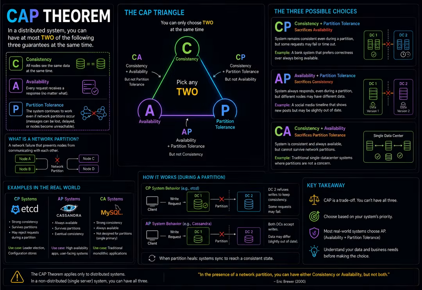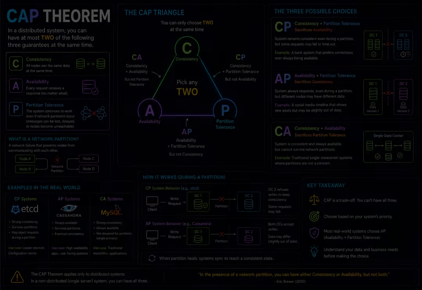The CAP theorem states that in a distributed network experiencing a network partition, a database system can guarantee either consistency, all nodes see the same data, or availability, every request receives a response, but not both simultaneously.